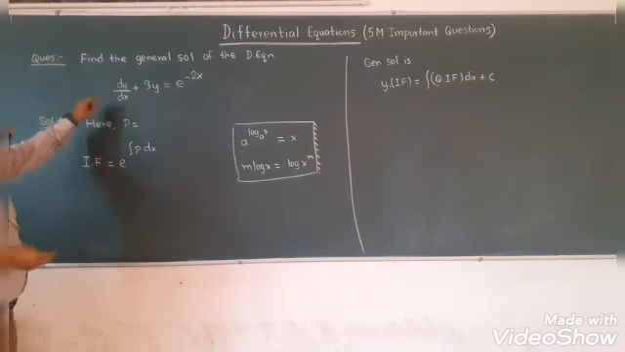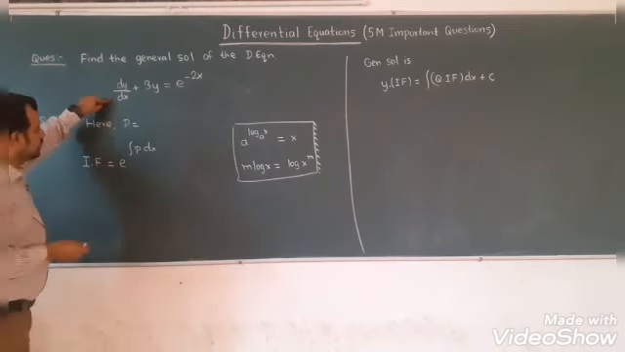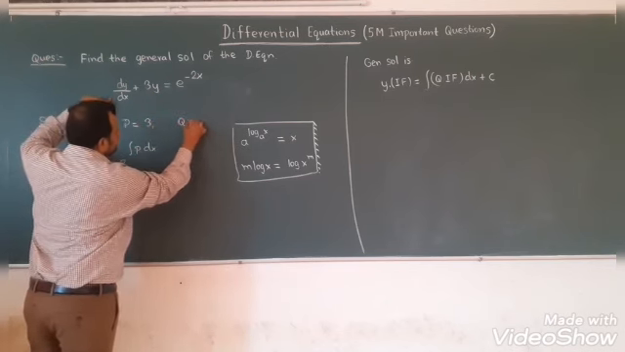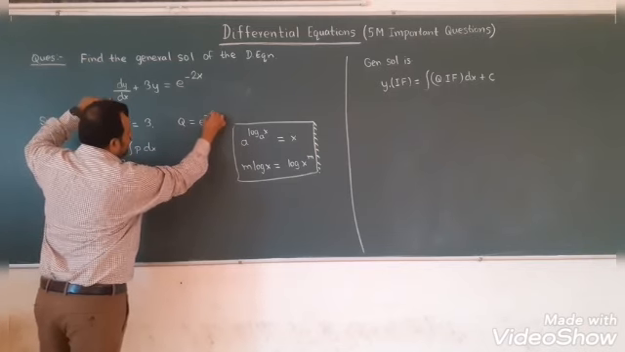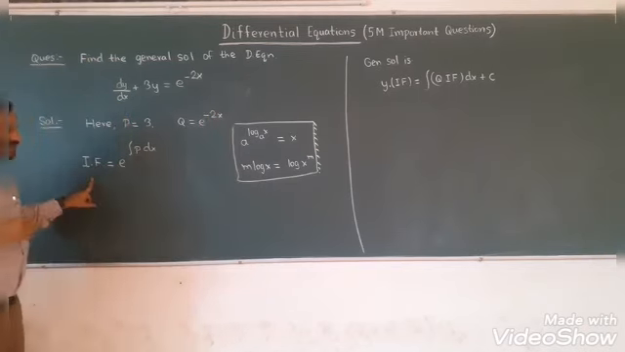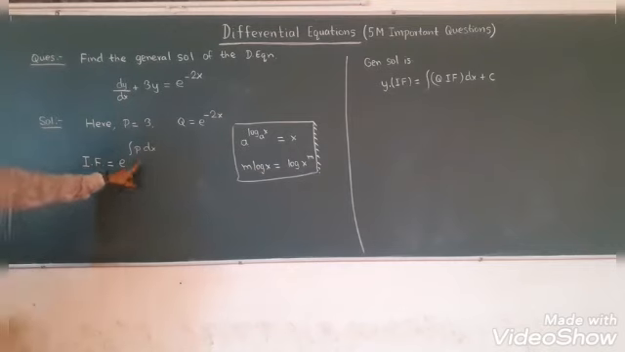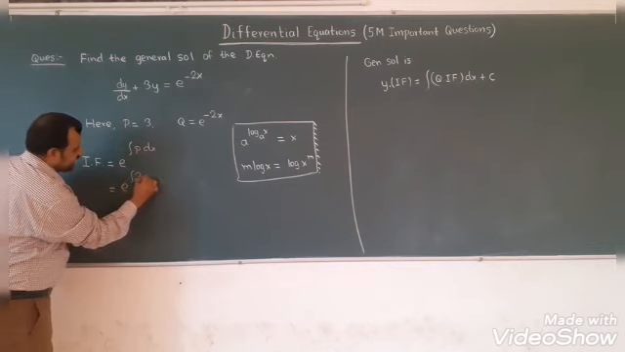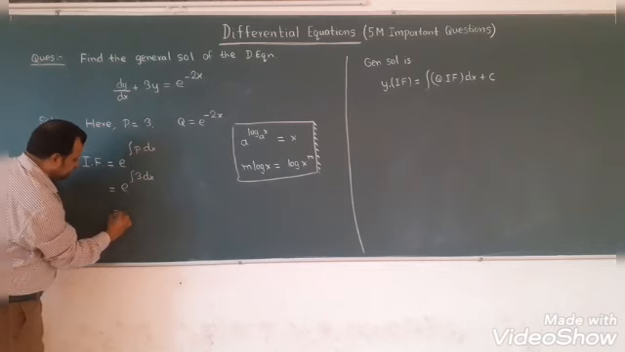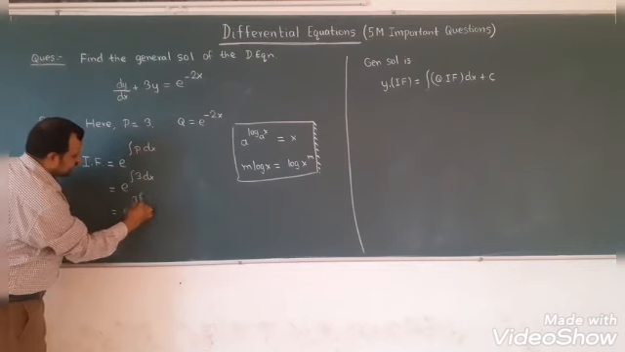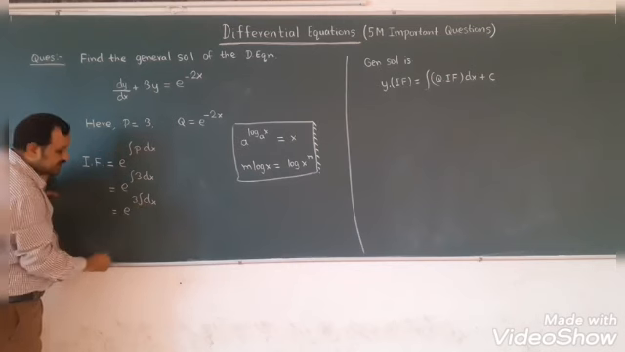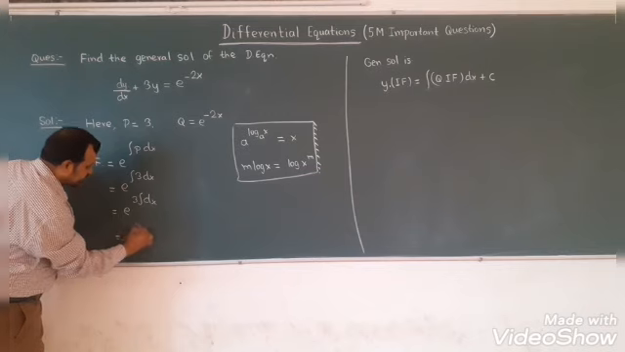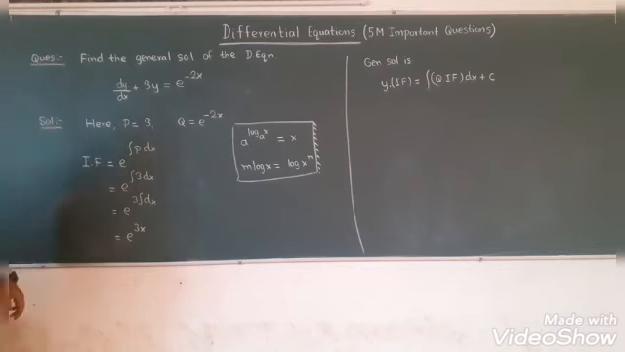See here. So coefficient of dy by dx is 1. P is nothing but the coefficient of y, which is 3, and Q is nothing but the right hand side, e power minus 2x. Integrating factor is given by e power integral of p dx. Now let us calculate what is p. So it is integral of 3 dx. 3 is constant, we can take it outside, and this is nothing but integral of dx. What is integral of dx? It is nothing but x. So integrating factor here is e power 3x.